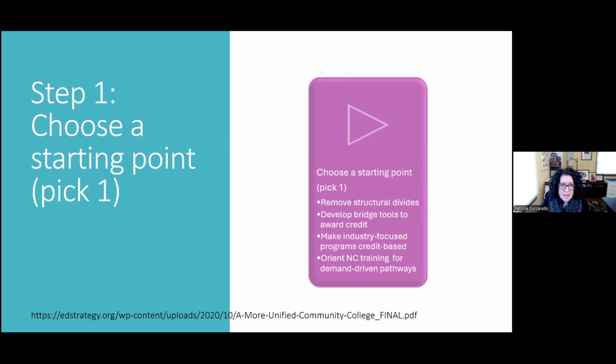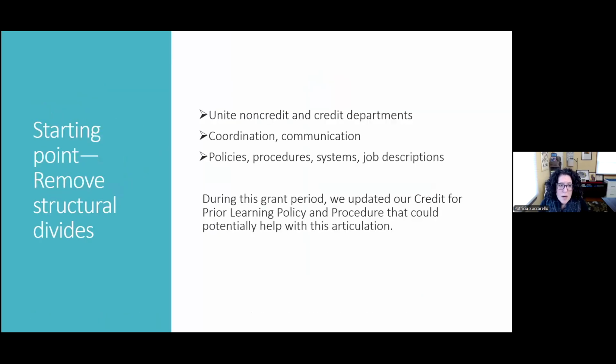So as an example, let's look at the first one. Removing structural divides, these are the kinds of things you'd be looking at. Ways to unite non-credit and credit departments, right? This idea I just mentioned about siloing non-credit business courses from credit business courses. Instead, you might remove that structural divide and say all business courses now live under this umbrella, credit or non-credit, right? A key feature of this idea also is that there's more coordination and communication about those moving parts. So it isn't so much 2 different silos, but really thinking about how these policies, procedures, systems, and job descriptions become common across the entities.